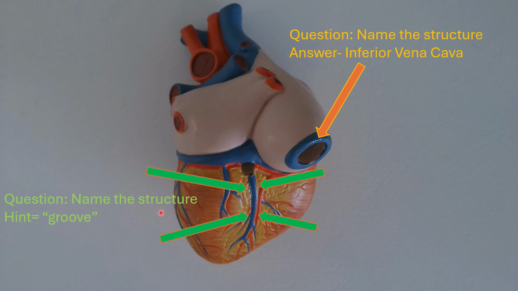Next, name this structure, and our hint is a groove. That groove right here is our posterior interventricular, also known as longitudinal sulcus. Posterior, we're on the back surface of the heart. Interventricular, between the two ventricles. Longitudinal, goes up and down. Sulcus, that's our groove. Note that it does contain some important blood vessels, but the entire structure itself is known as the posterior interventricular longitudinal sulcus.